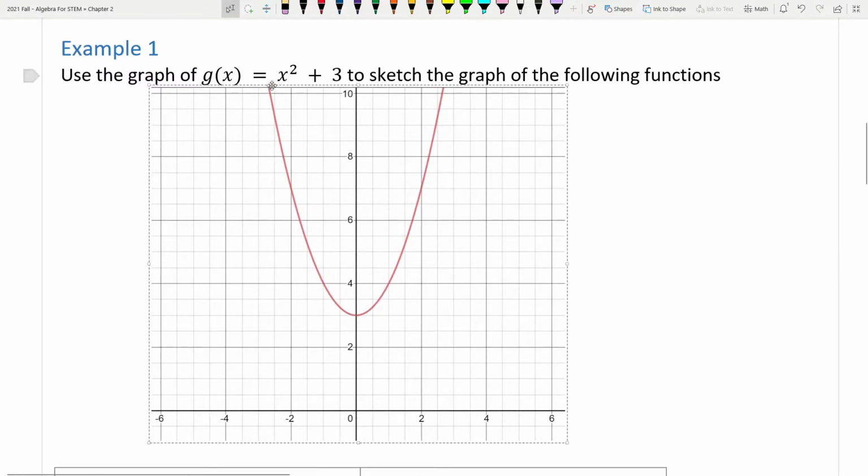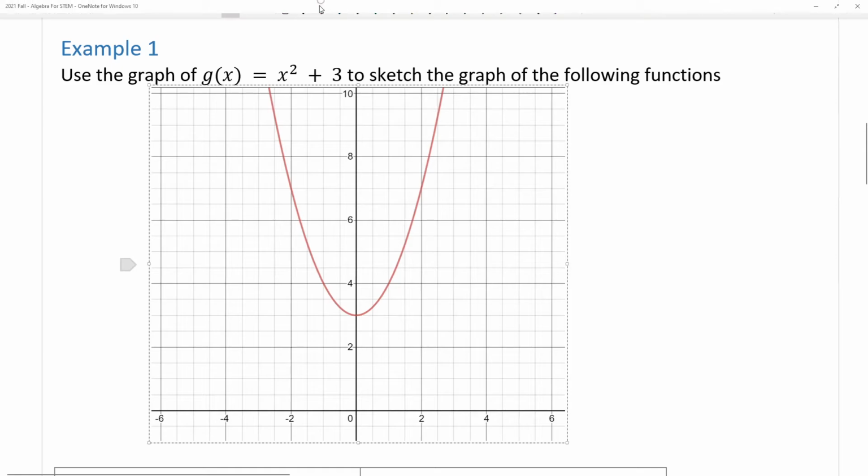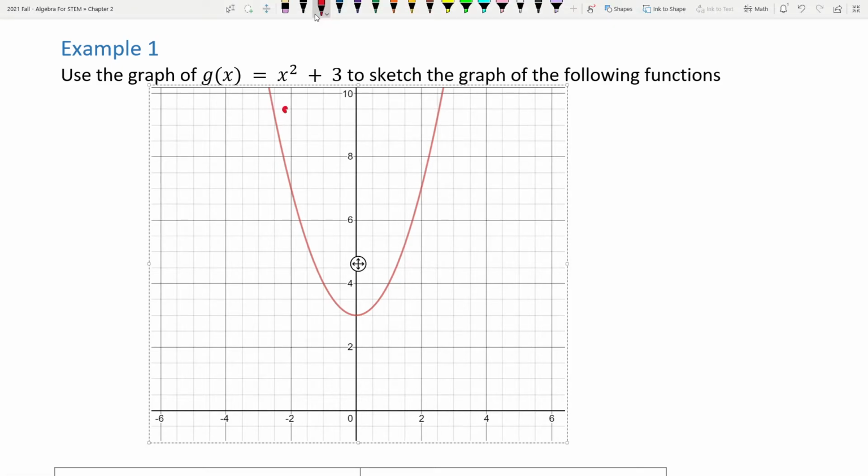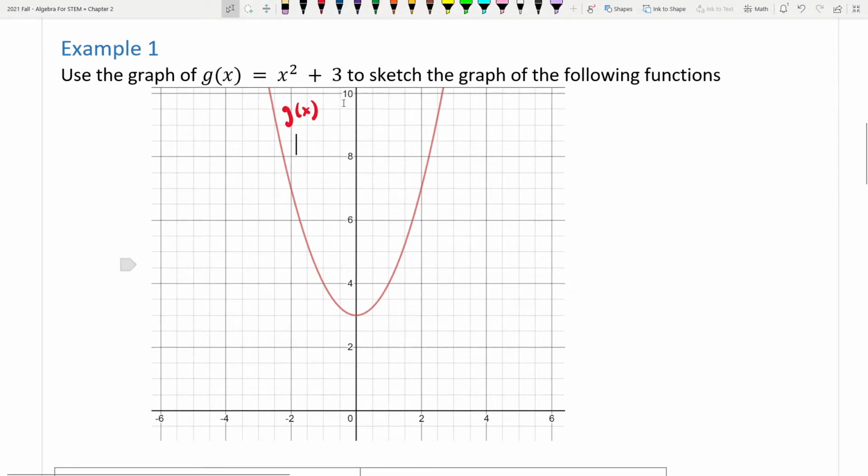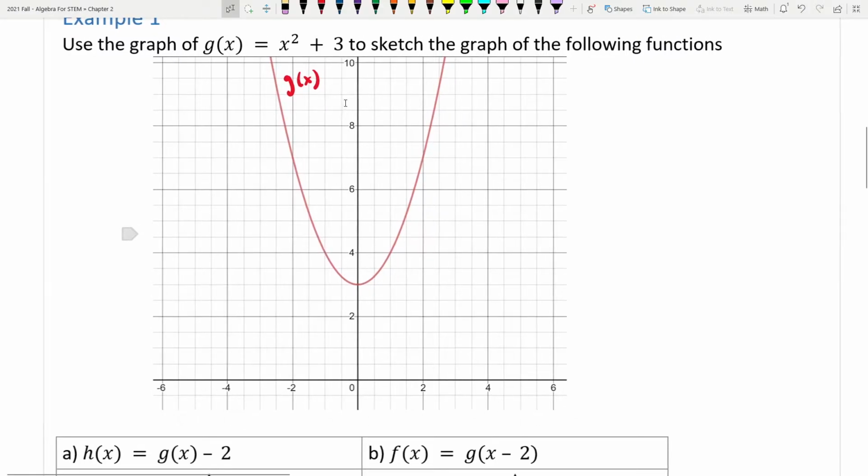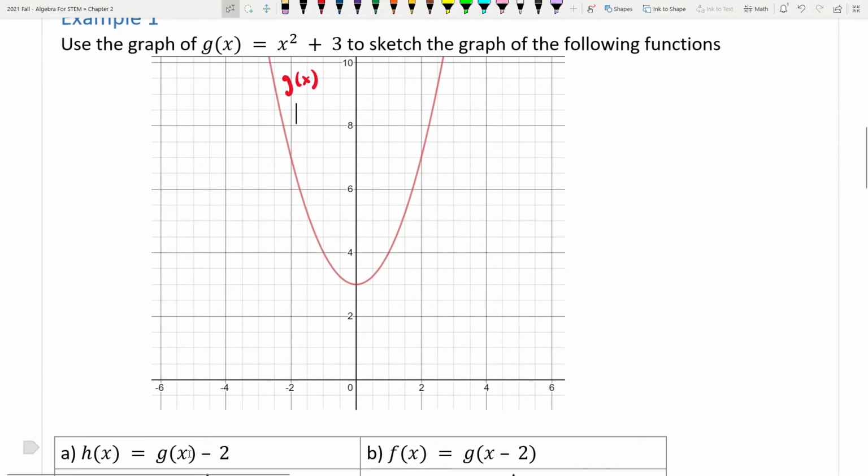Here we have the graph g of x, which is x squared plus 3. So the red graph is g of x here. So we want to graph the following two graphs. We want to graph h of x, which is g of x minus 2, and then f of x, which is g of x minus 2.